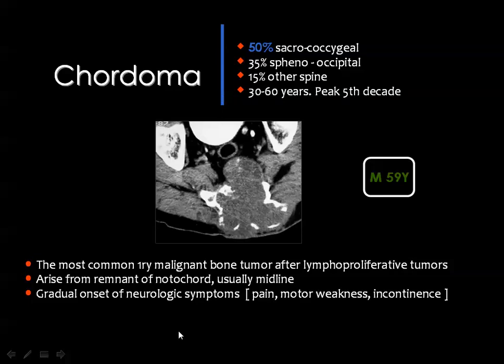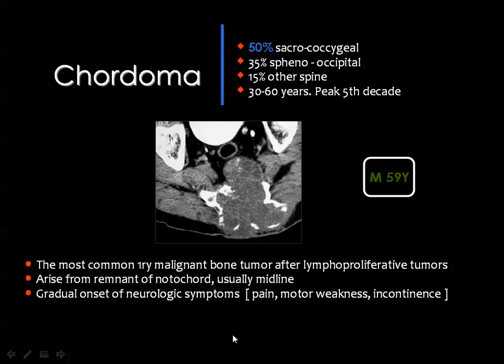The chordoma, which is the last one in this group, as you all know, affects the ends of the vertebral column. 50% will be seen at the sacrococcygeal area, 35% at the spheno-occipital area, and 15% at other sites in the spine and even in the paraselar area, as I will explain after that. Then this is the most common primary malignant tumor after lymphoproliferative tumors. It arises from remnants of notochord, usually a midline lesion.